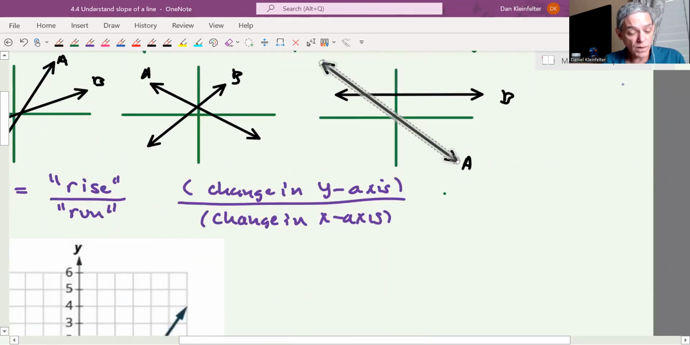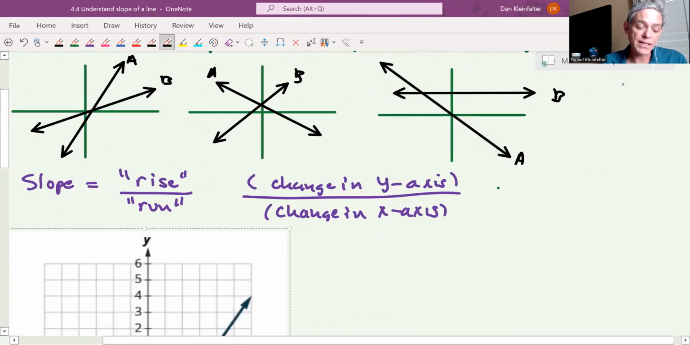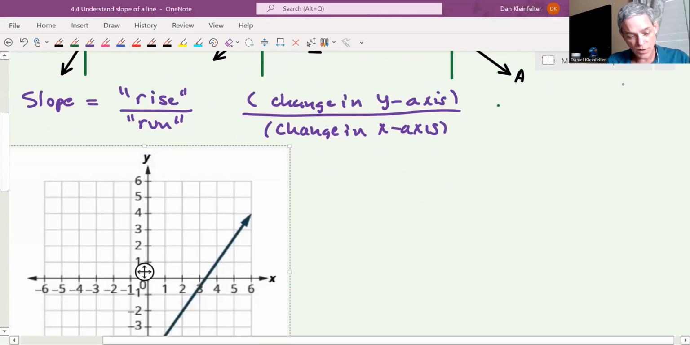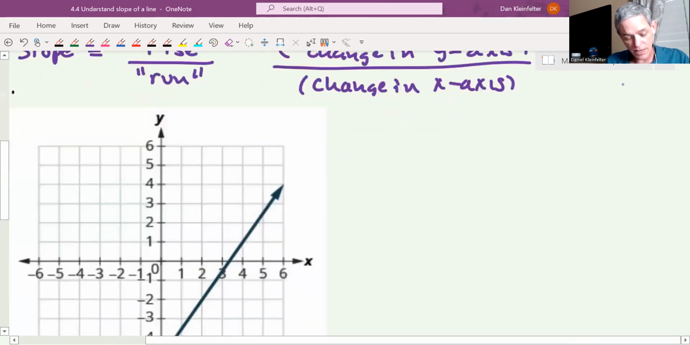Okay, so the way that slope can be calculated is in terms of, some people say, rise over run, which is a vertical change divided by a horizontal change. So we could think of it as a change in the y-axis direction divided by the change in the x-axis direction. So let's try it on the line pictured here.